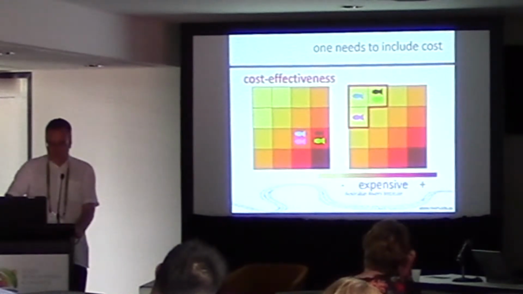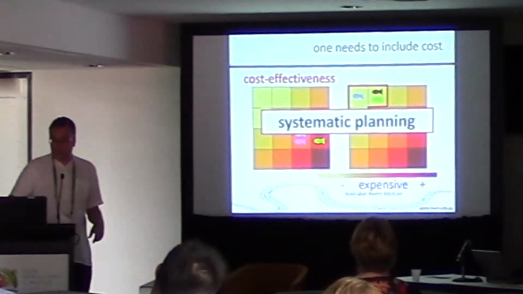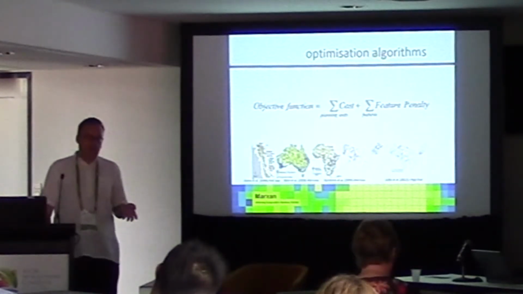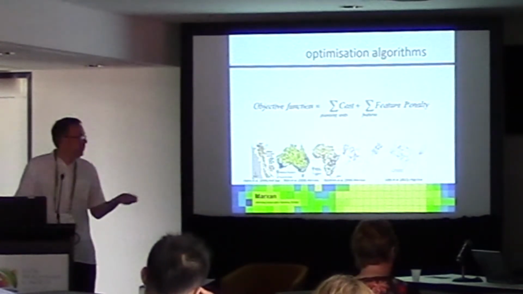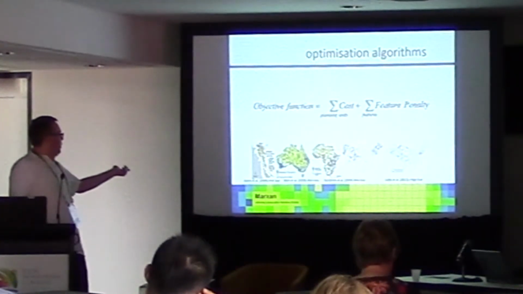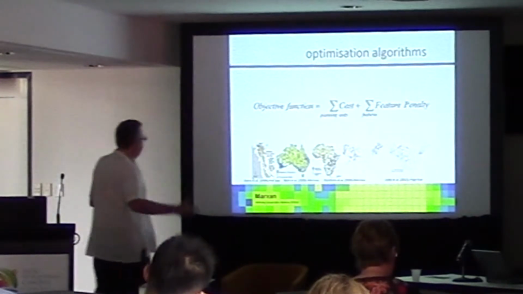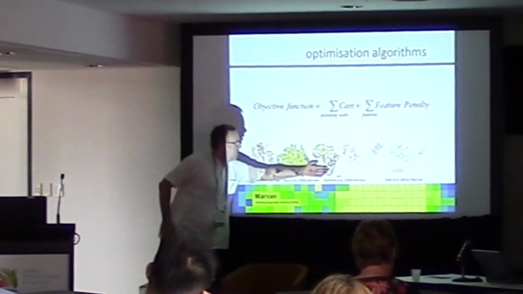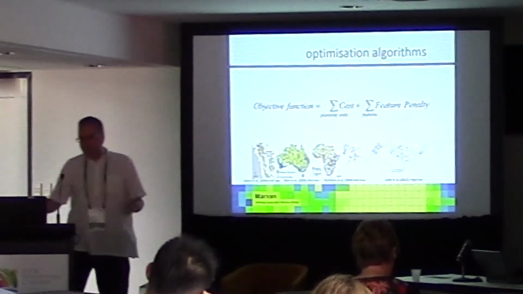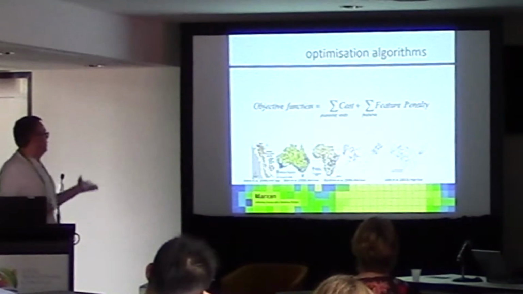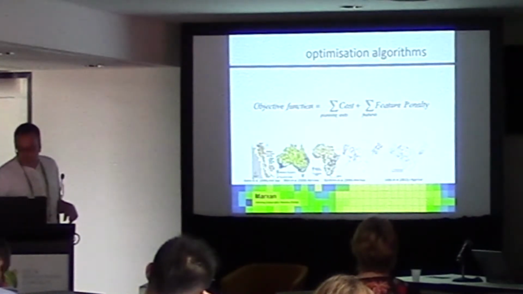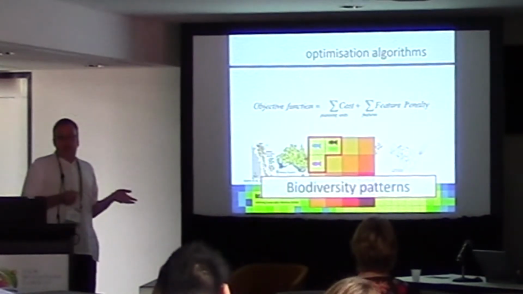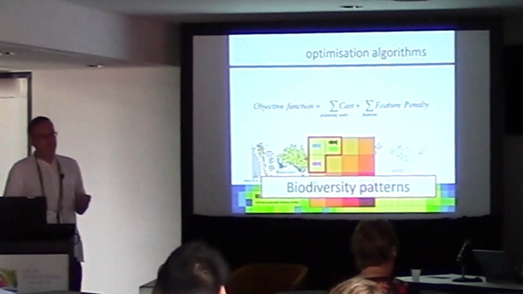Okie doke. That's what we call systematic planning. Now, as I said before, these methods have been around for a long time. There are applications called Marxan that people have used to plan for reefs, continental assessments, and also terrestrial continental assessments. And all of these plans are usually done for biodiversity patterns.